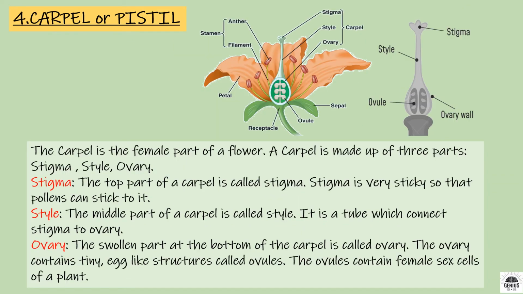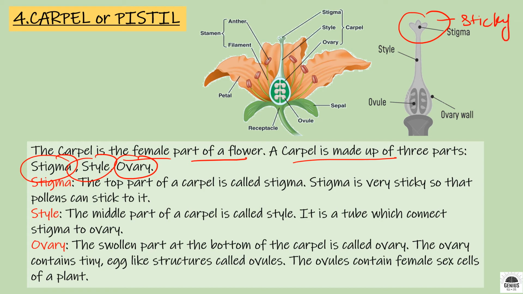plant. Carpel or pistil. The carpel is the female part of a flower. A carpel is made up of three parts, stigma, style and ovary. Stigma is the top part of a carpel and this is very sticky so that pollen can easily stick to it. This middle part of a carpel is called style and this is a tube-like structure which connects the stigma to the ovary. This lower part of a carpel is called ovary and the ovary contains tiny egg-like structures which are called ovules. The ovules contain the female sex cells of a plant.